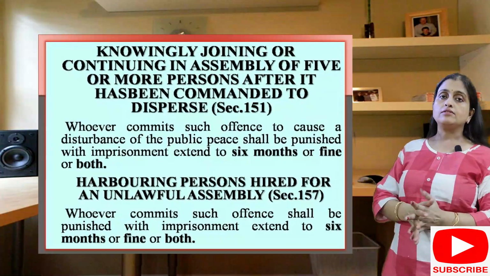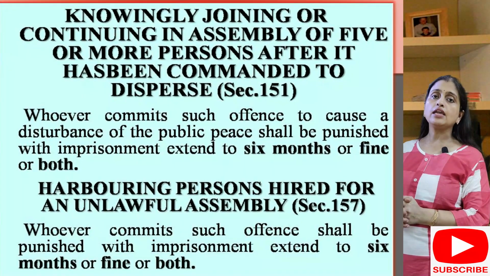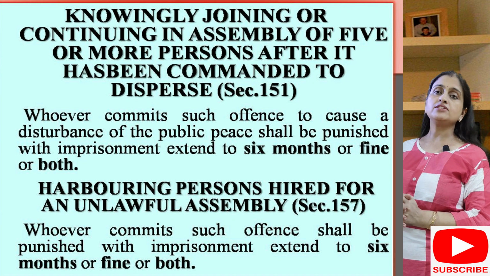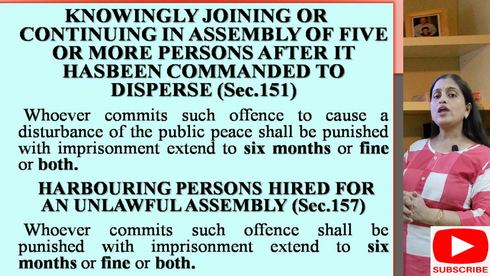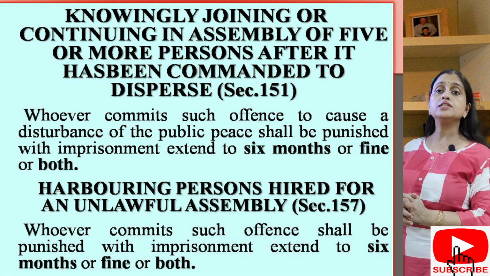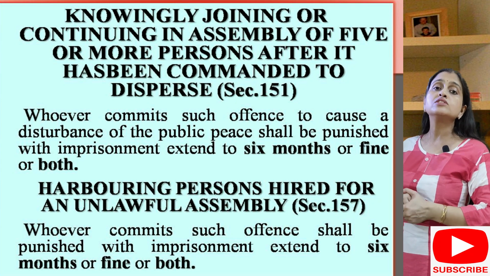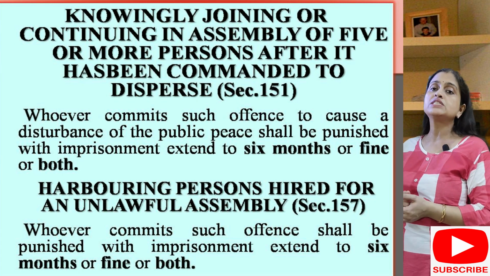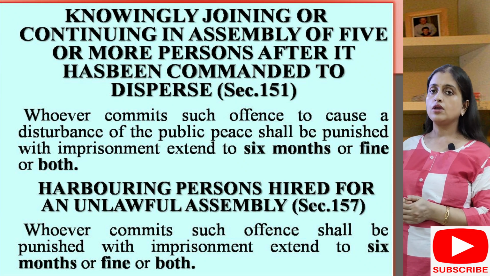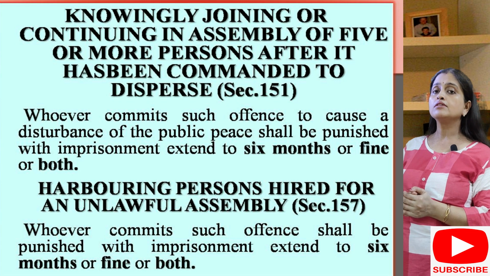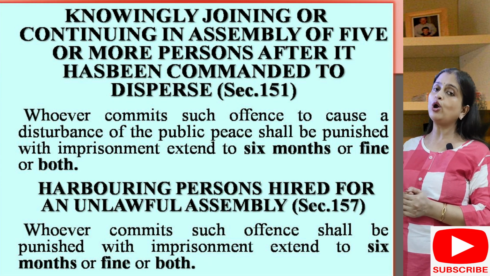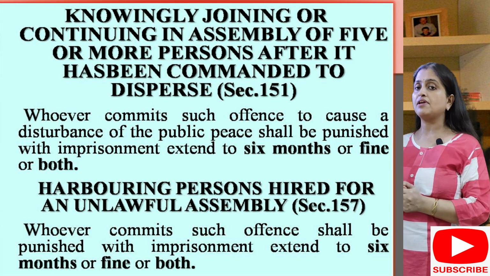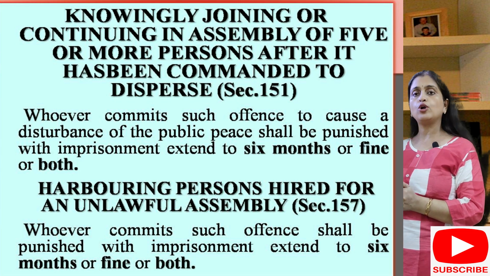Section 151. Knowingly joining or continuing in assembly of 5 or more persons after it had been commanded to disperse. Whoever commits such offence, what is the purpose? The purpose is of causing disturbance of the public peace, shall be punished with imprisonment which may extend to 6 months or fine or both. Section 157 says harboring persons hired for an unlawful assembly. Whoever commits such offence shall be punished with imprisonment extending to 6 months or fine or both.